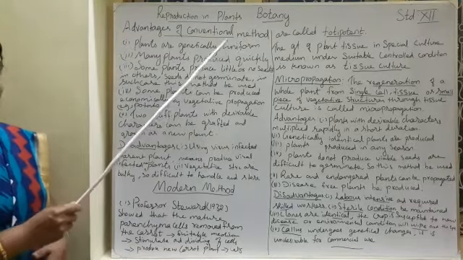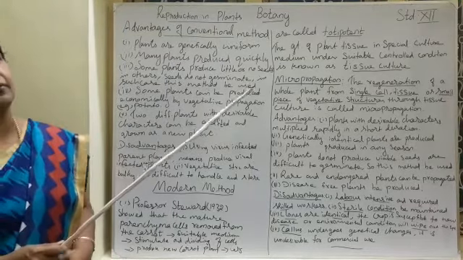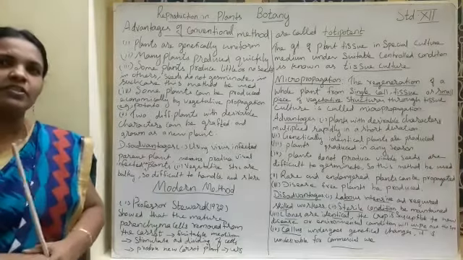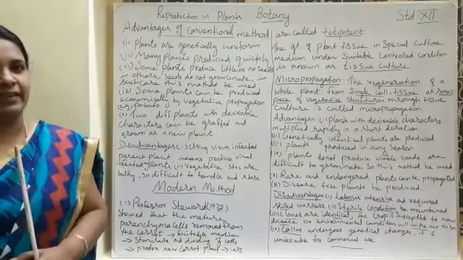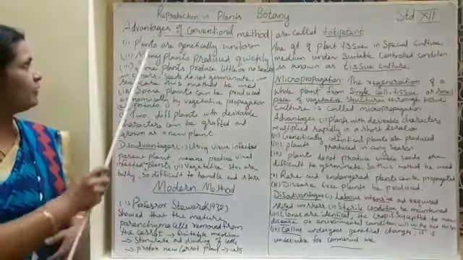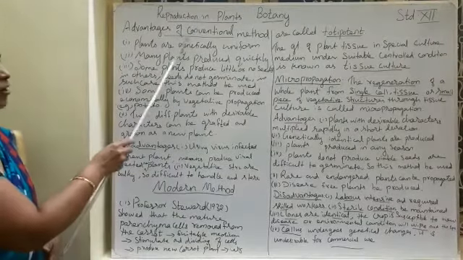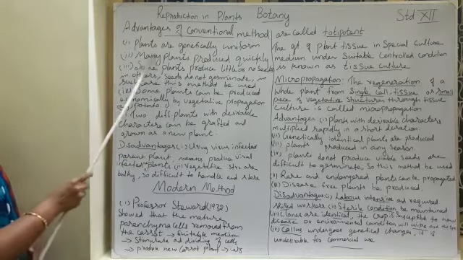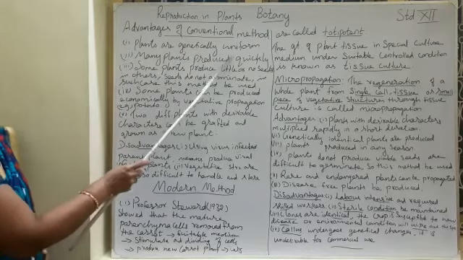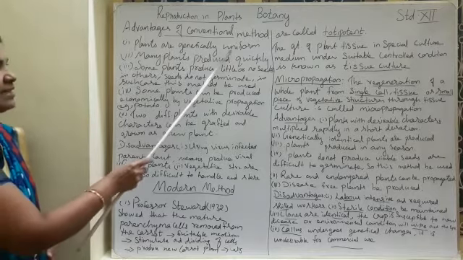Already we finished the types of conventional method. What are the types of conventional method? Cutting, grafting, and layering. So now we are going to study the advantages of that conventional method. First point, the plants are genetically uniform. So the plants are the same.